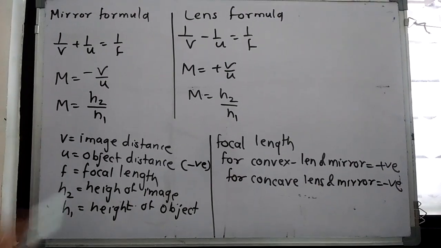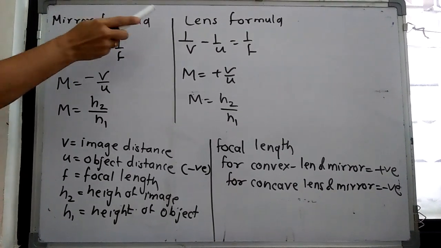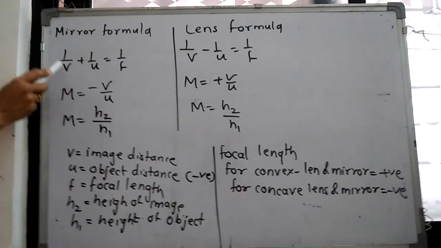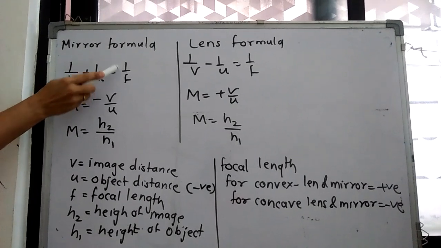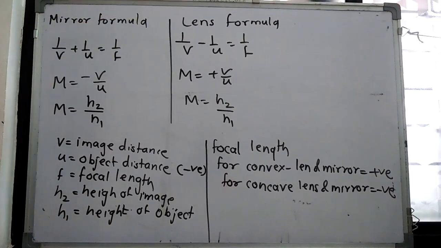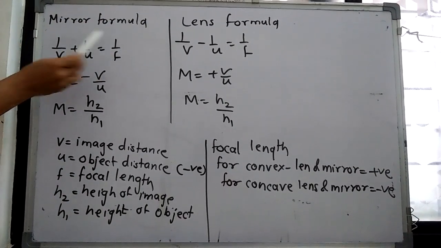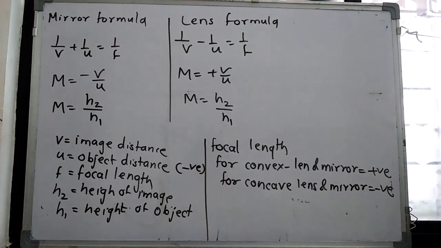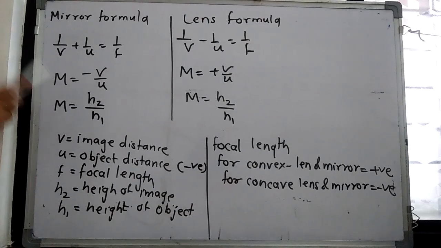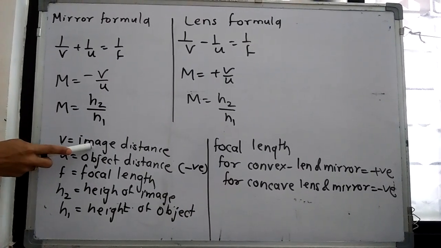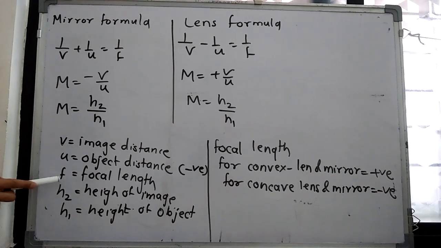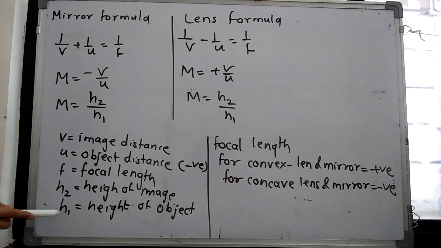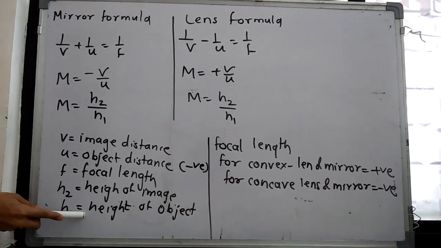Now see, the mirror formula and the lens formula. The formulae are almost the same. What is the mirror formula? 1 upon V plus 1 upon U is equal to 1 upon F. Here for the lens only the sign is changed. 1 upon V minus 1 upon U is equal to 1 upon F. And M. First of all, what is V? V means image distance. U means object distance. F means focal length. H2 means height of image. And H1 means height of object.